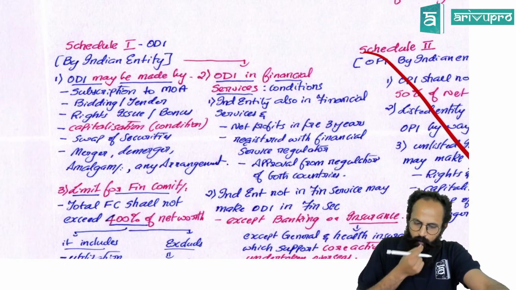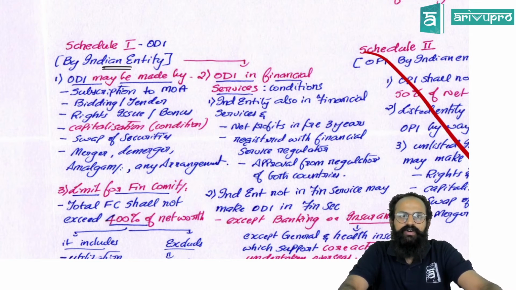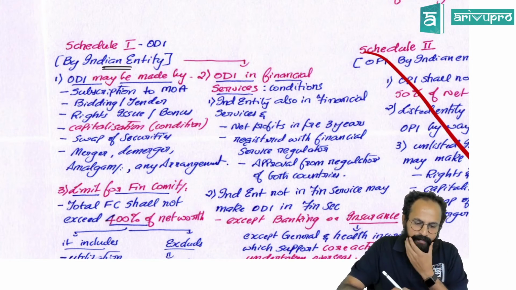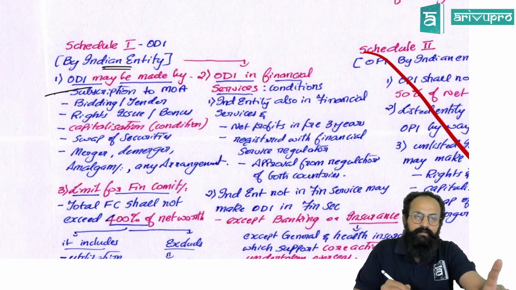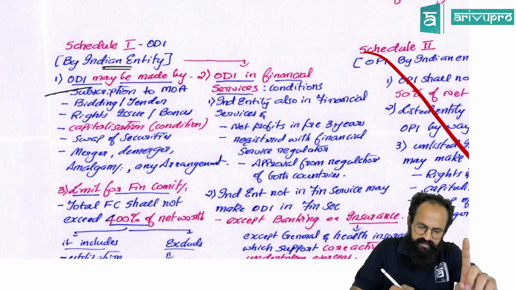Schedule 1, people. ODI by Indian entity. So in schedule C, they have given schedule 1. So if an Indian entity is making an ODI, schedule 1 is applicable. So what does schedule 1 say? ODI may be made by subscription to MOA. That is initially when the company is set up, an Indian company can invest.